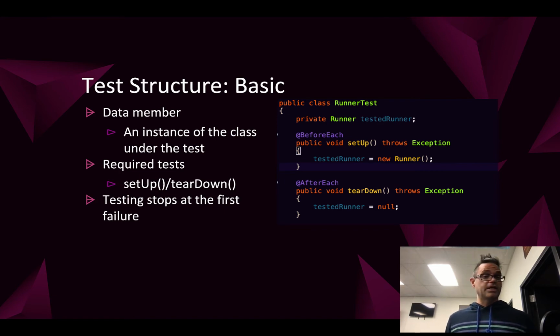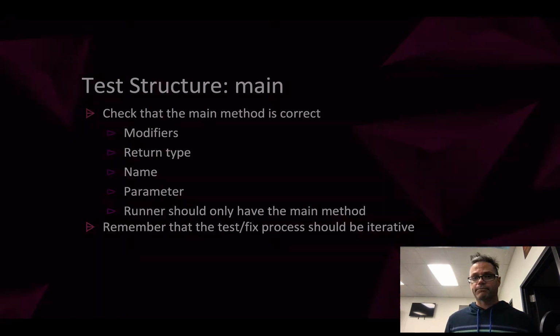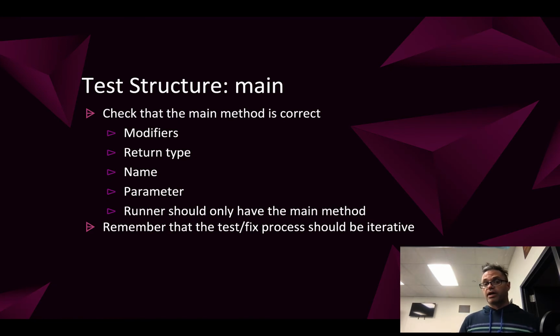We'll see that also in the demo video I release next week as well. So here we have our test structure on main, and we want to make sure that the main method is correct. So we have to make sure the modifiers are on there. It's got to be public, it's got to be static. It needs to return a void, it should be named main, and it should have parameters of string array.